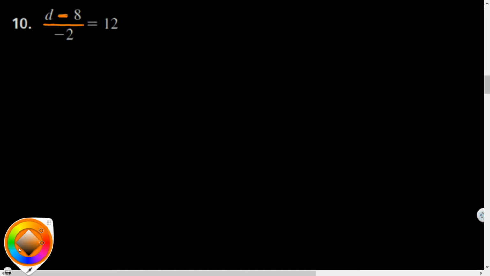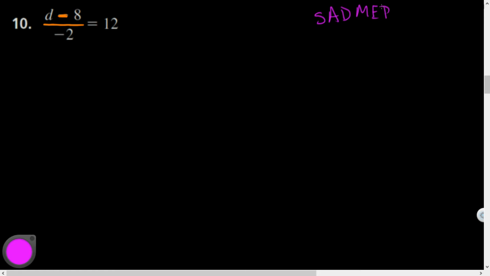Now, you might say, but Mr. Waddy, you said that we would deal with subtraction before division. And it turns out that I actually can't access that minus sign. It's locked inside these parentheses, because this fraction bar is a type of grouping symbol. I can't just add 8 to both sides. It's locked in there. So I've got to get rid of the fraction first.